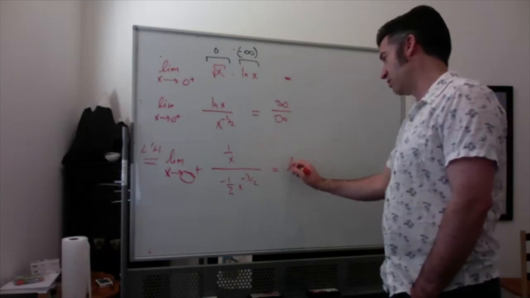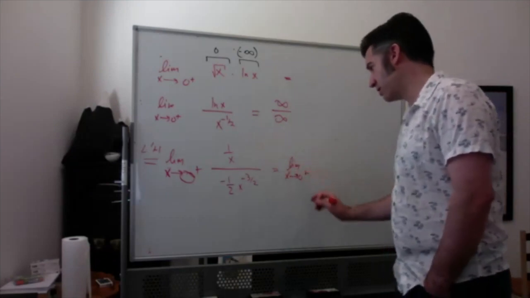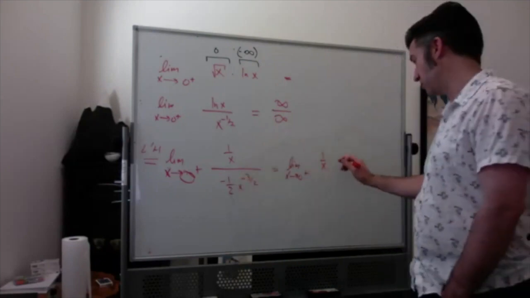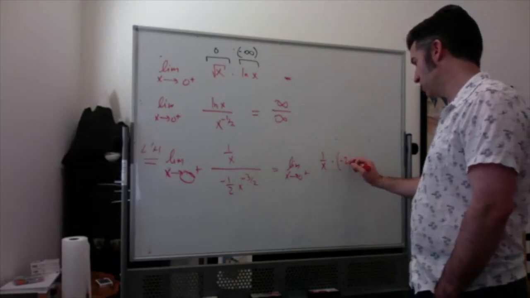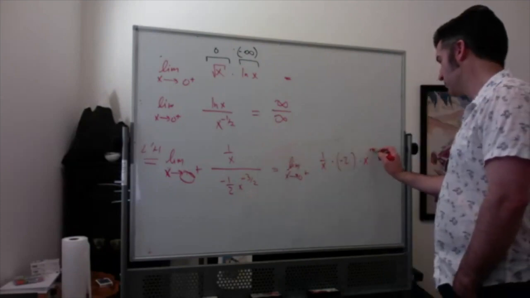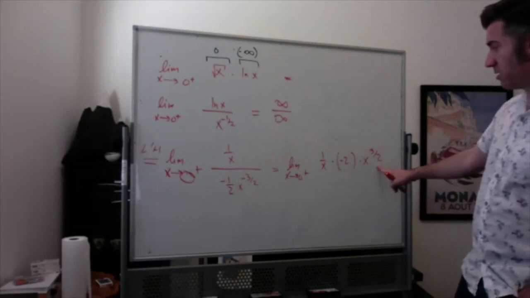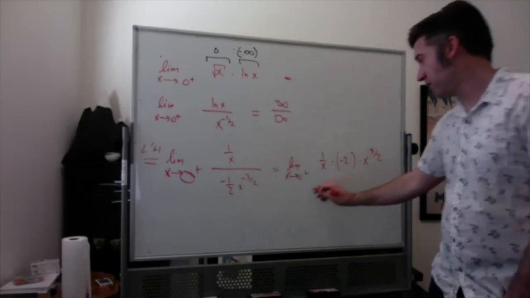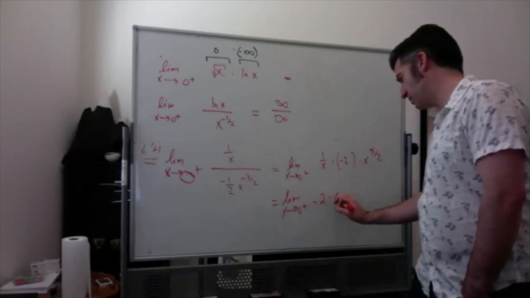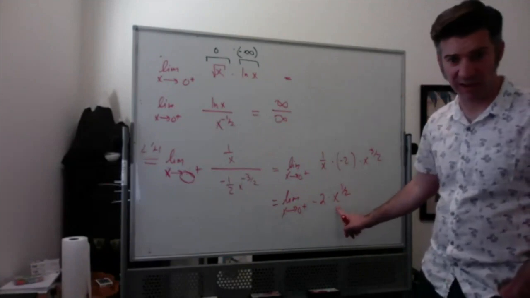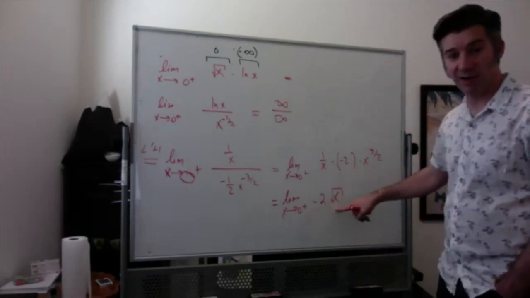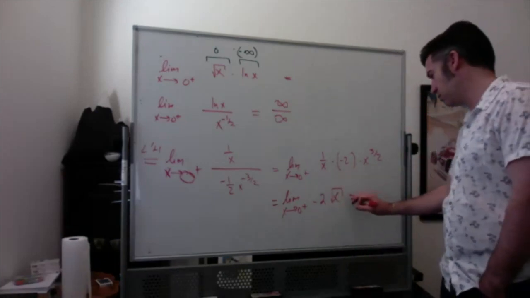So I'm going to rewrite this as the limit as x goes to 0 from the right. I've got 1 over x. Instead of dividing by negative 1/2, I'm going to multiply by its reciprocal, which is negative 2. Instead of dividing by x to the negative 3/2, I'm going to multiply by x to the positive 3/2. Okay, x to the 3/2 divided by x is just x to the 1/2. So I get the limit as x goes to 0 from the right of negative 2 times x to the 1/2, which is just the square root of x. Plug in 0, the square root of 0 is 0, negative 2 times 0 is 0, you get 0.